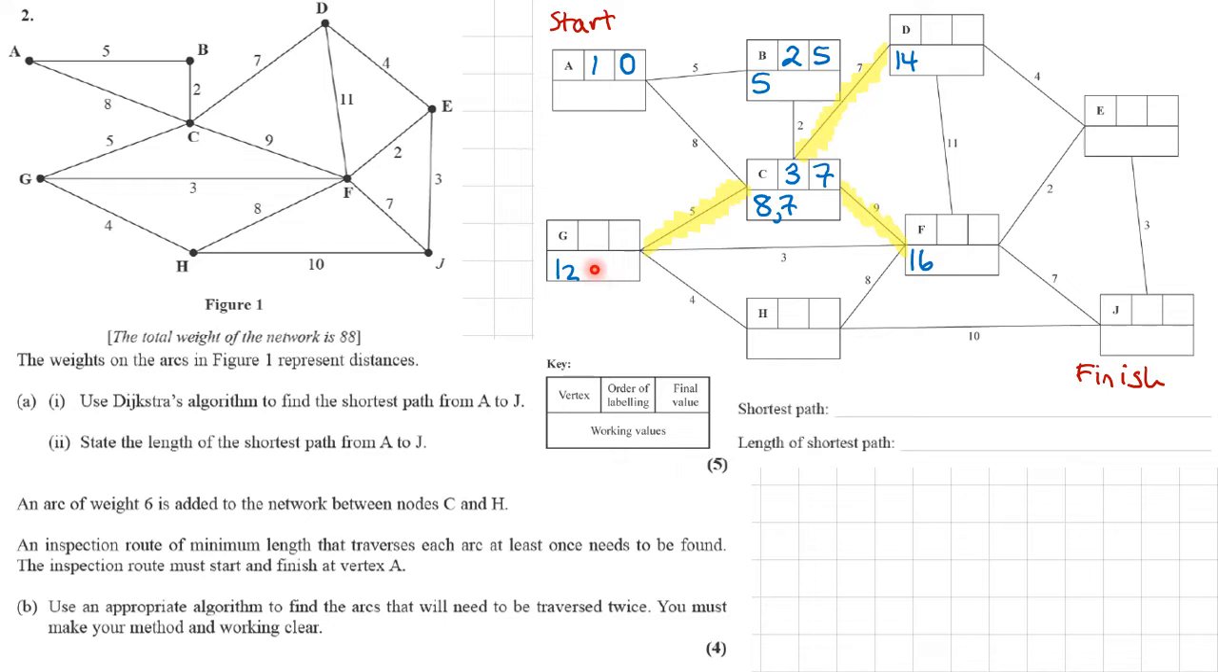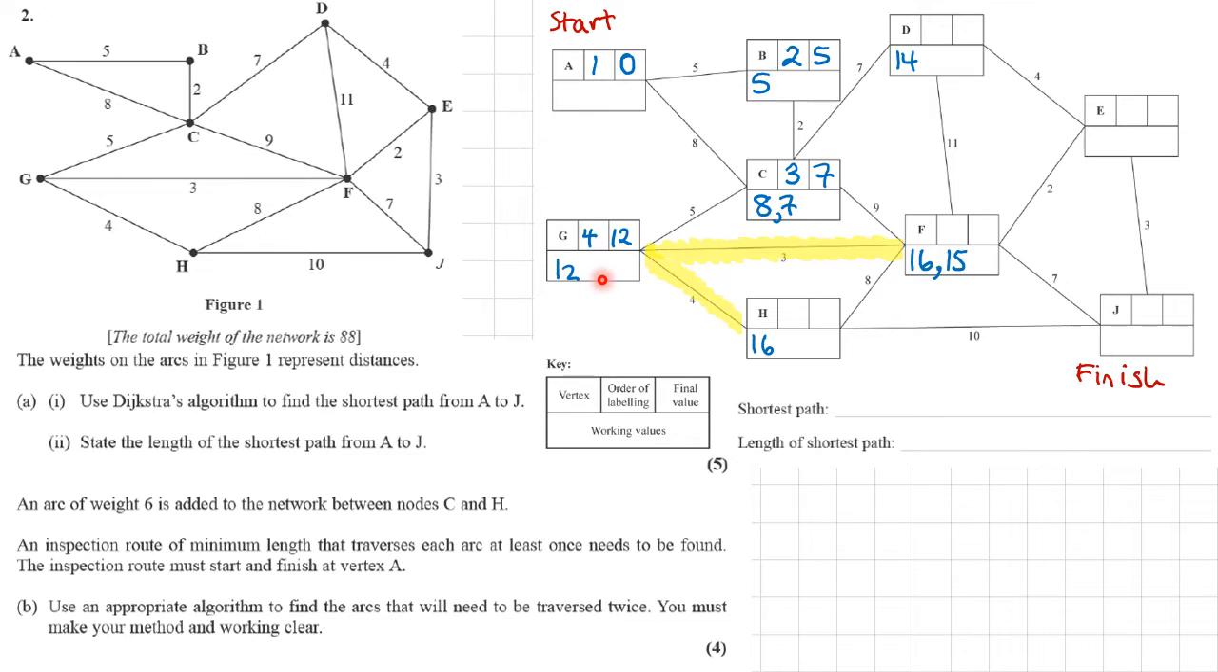Out of those first 3 vertices, G has the lowest working value, so that's going to become its final value of 12, and this is the fourth vertex that I've labelled. The vertices directly connected to G, which have not yet got a final value, are F and H. So 12 plus 4 will give H a working value of 16. And then 12 plus 3 will give F a working value of 15.